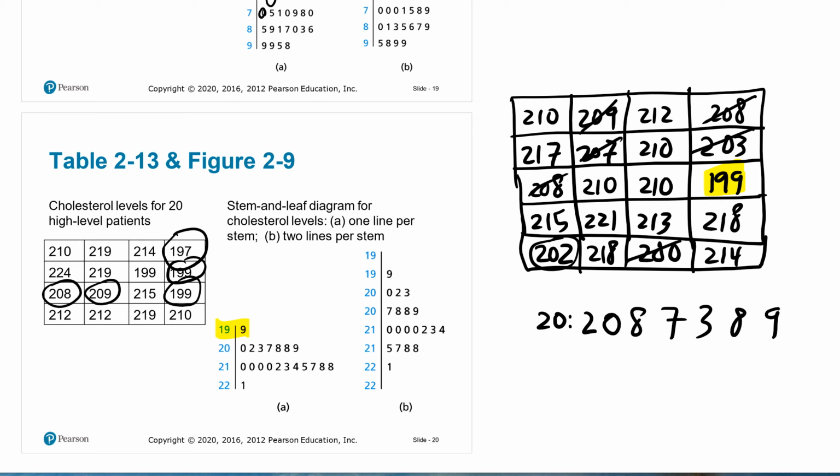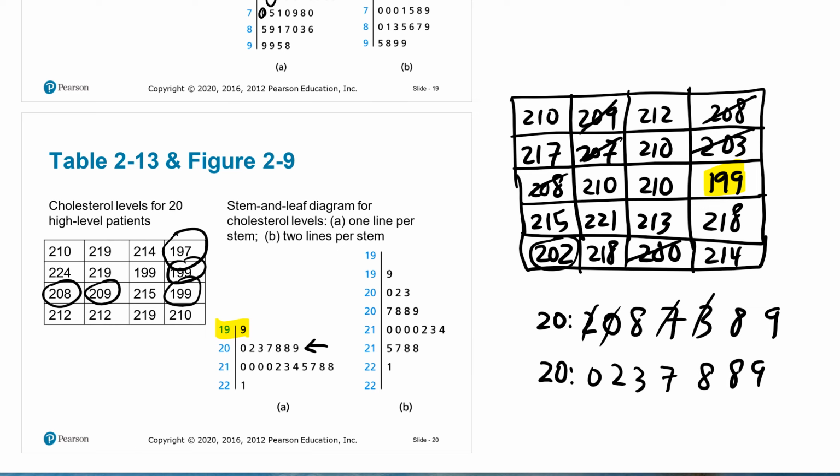And then what they did, they just arranged them. So they wrote the same one. The smallest one is 0, then 2, then 3, then 7, 8, another 8, and 9. So that's where this came from. And then the same thing for 21 and 22. Now, for later sections, you will see why we're doing this.